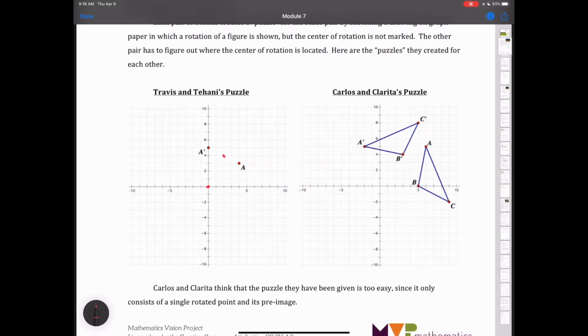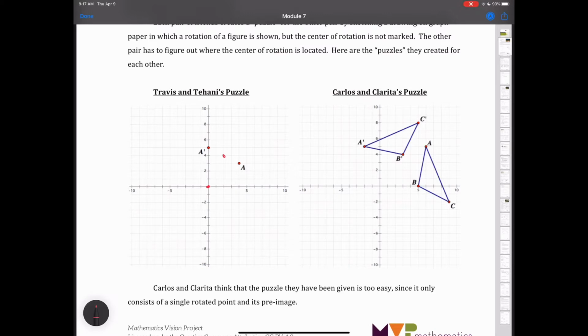So on your own, what I want you to do first is see if you can find any other points of rotation. Go ahead and pause the video and try that. Really what we need to look for when we're looking for points of rotation is a point that is equidistant from both A and A prime. So we need to find points that are the same distance away from A as they are from A prime.